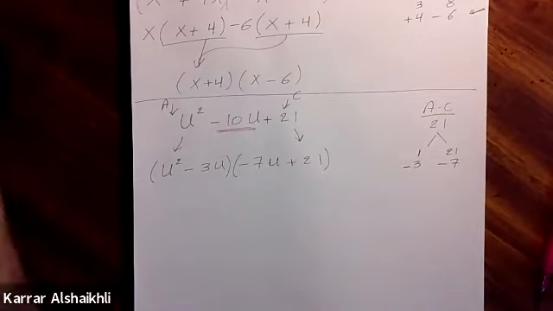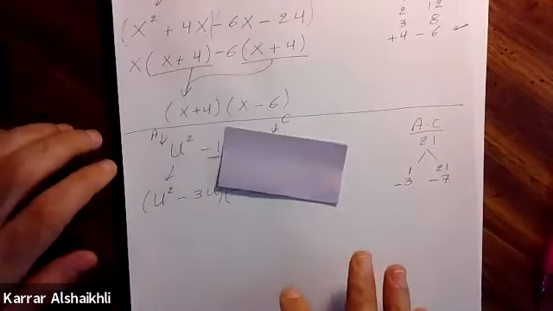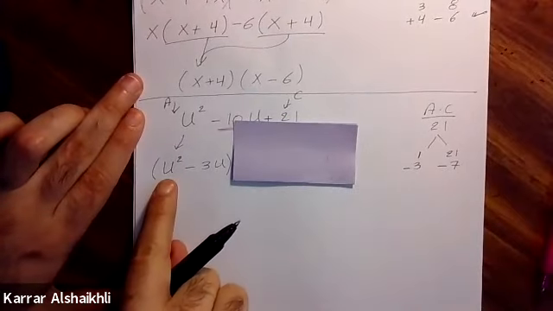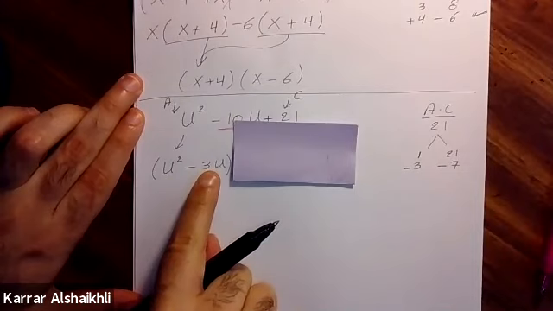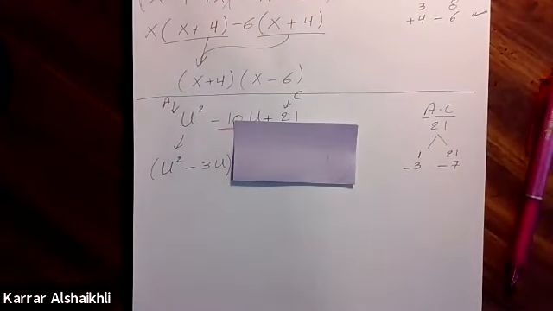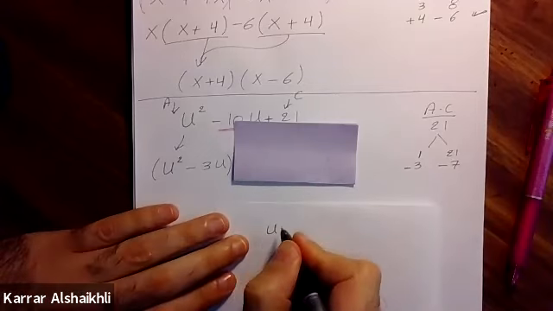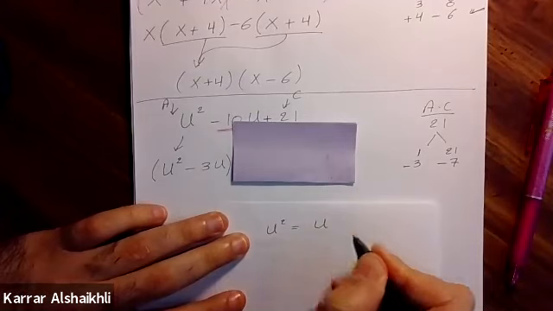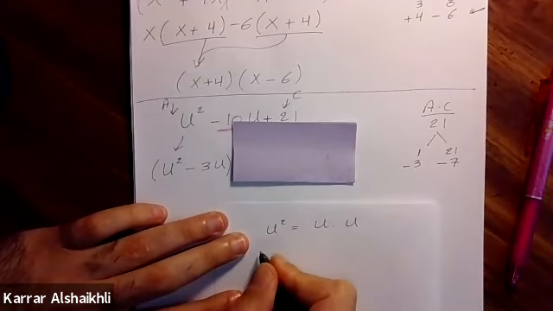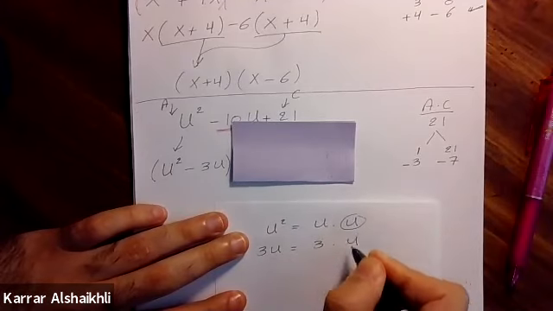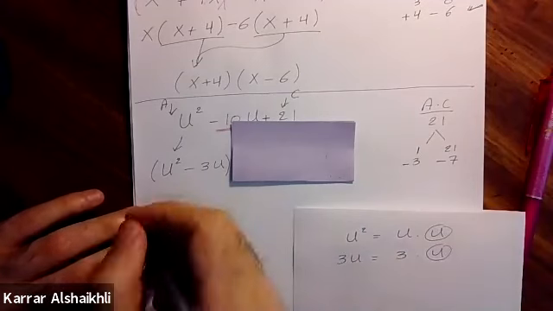Next step, we're going to hide this part. Who's going to tell me what's the common factor between u squared and negative 3u? U. Perfect. Let's do it here on the side. u squared is u times u, and 3u means 3 times u. So the common factor is the u.